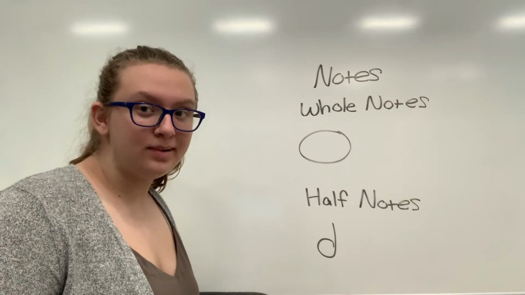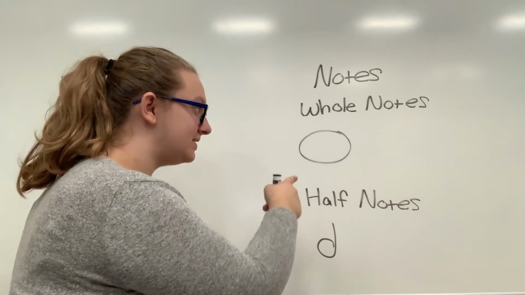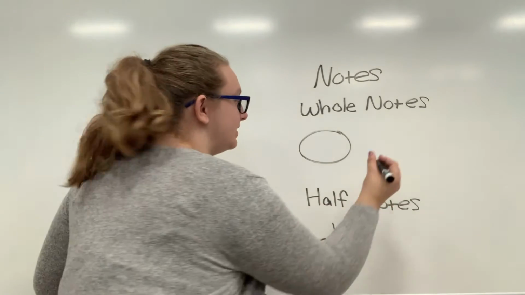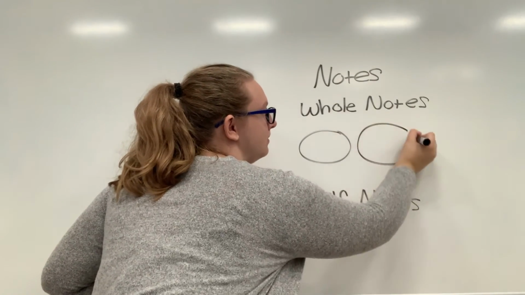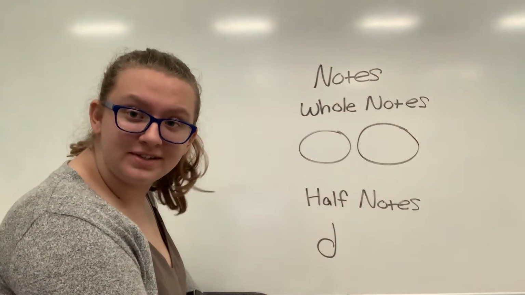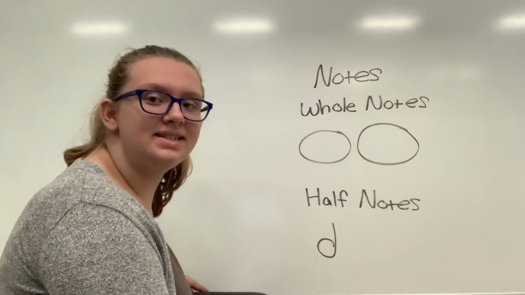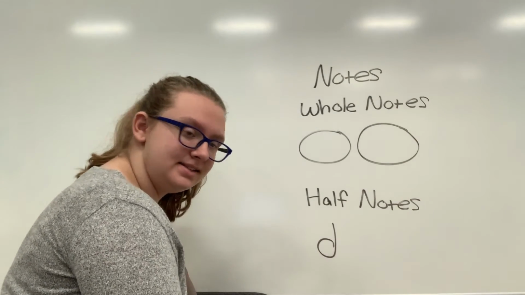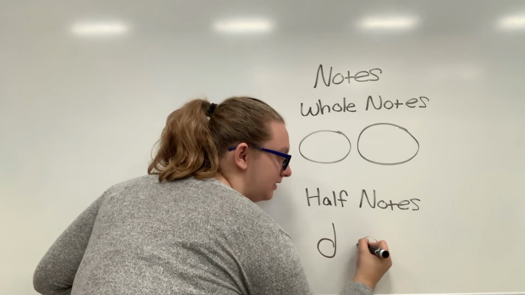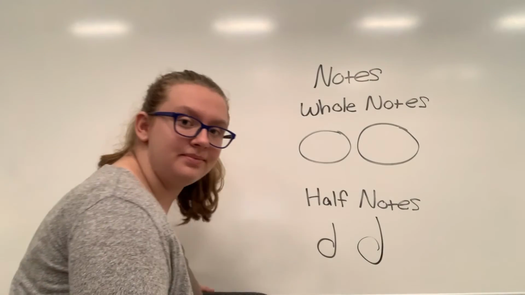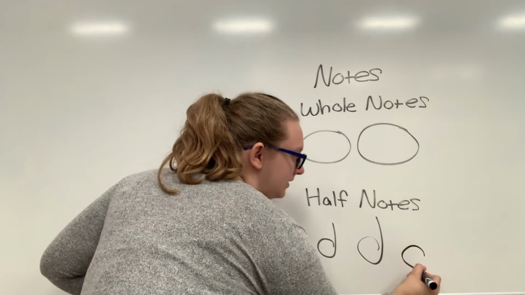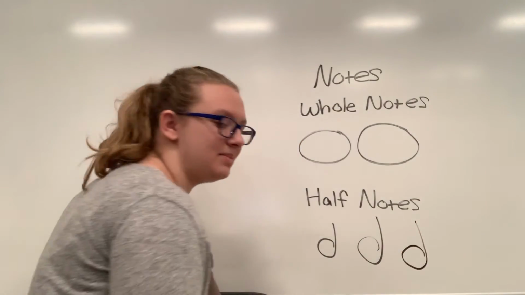Whole and half notes are pretty simple to draw. Whole notes are just a big circle. Sometimes they look a little bit like an oval too. Half notes are a little bit harder, but still pretty easy to get the hang of. They look sort of like lowercase d's. You make a circle and a line that goes up. One more time, a circle and a line that goes up.